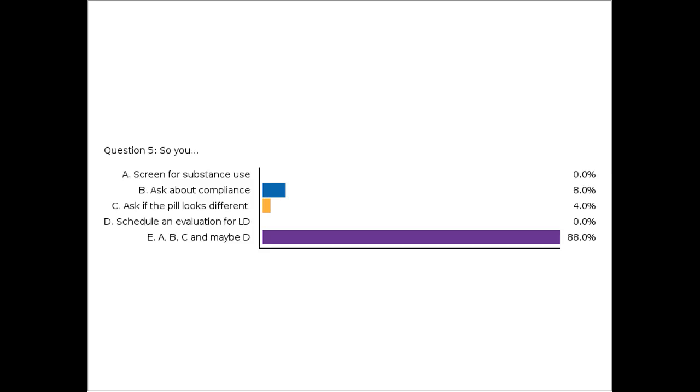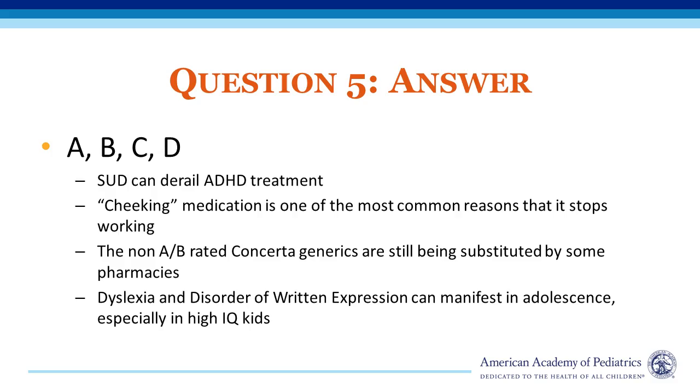So screen for substance use, nobody said that. But remember the AAP guideline is that as we go into the teenage years, and in many communities that starts at 12, substance use can be a problem, and it really derails ADHD care. Compliance is a good one. Middle schoolers are famous for deciding that nothing's wrong with them. They want to be like everybody else, and they begin to cheat their medicine.